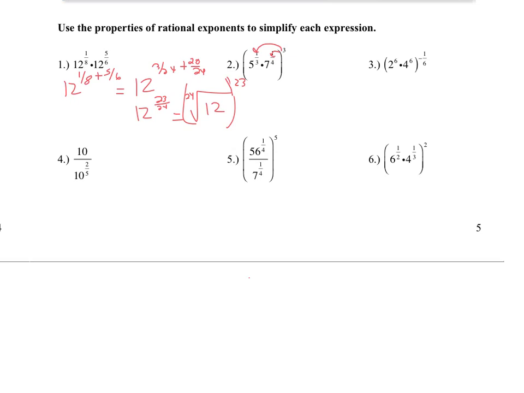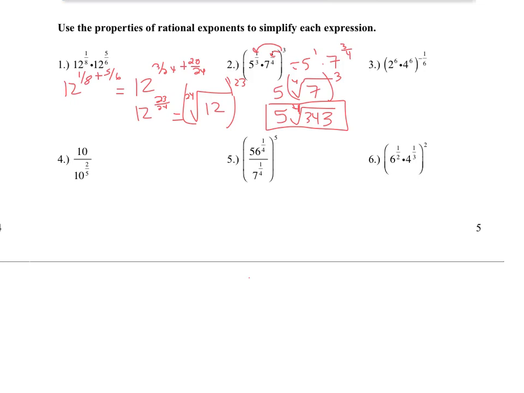So the power rule says I multiply my exponents. So I do 5 to the 1/3 times 3, which is 1, times 7 to the 1/4 times 3, which is 3/4. So 5 is the whole value, and then we have the 4th root of 7 to the 3rd power. Well, 7 to the 3rd power is 343. So it's 5 times the fourth root of 343.